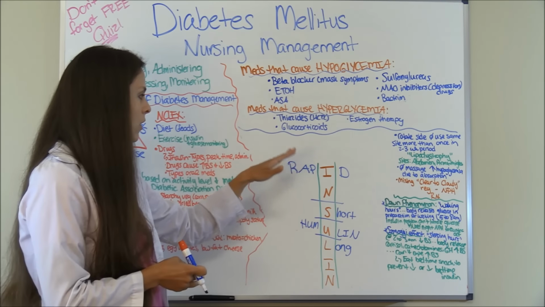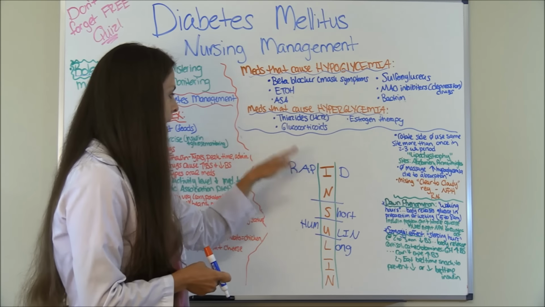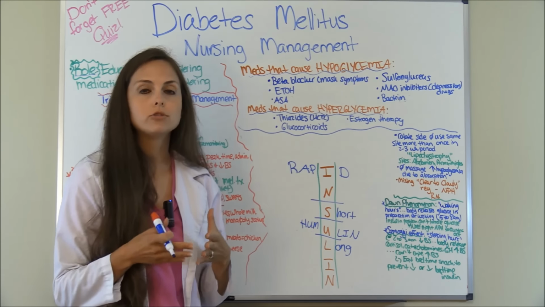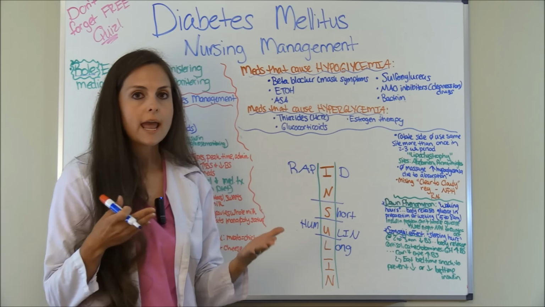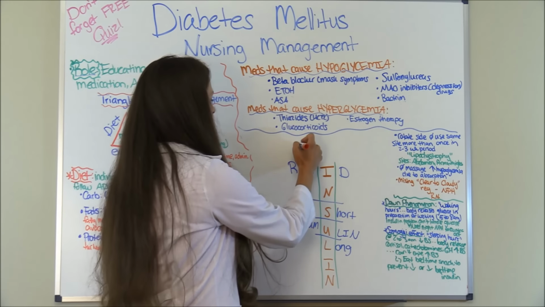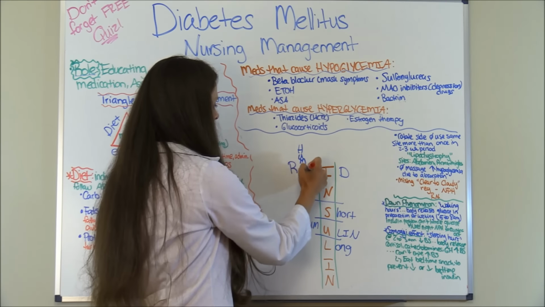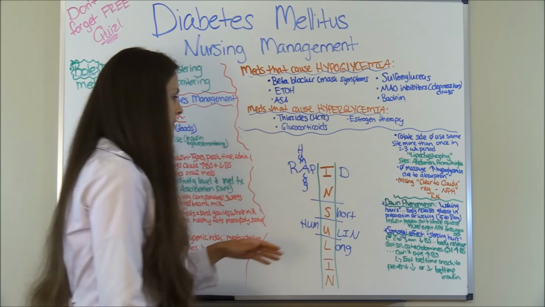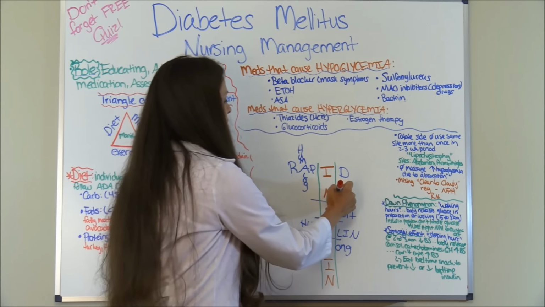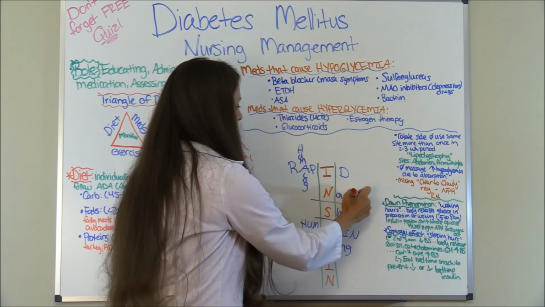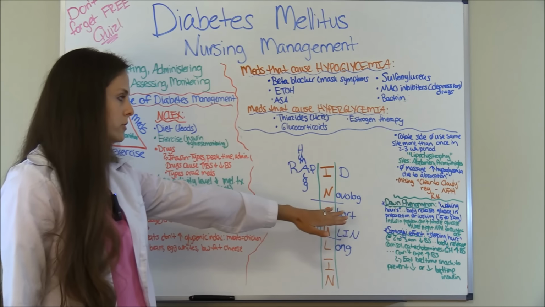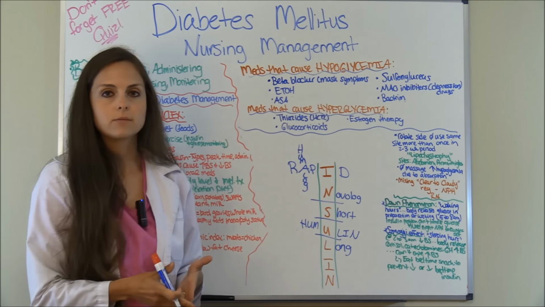Okay, we're going to use the A. Okay, rapid are your logs, Humalog and Novolog. So we have Humalog here, and then we have Novolog over here. Okay, next we're going to go to short. What are short acting ones?